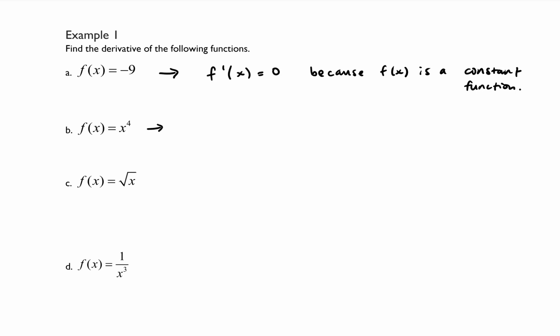Okay, so this one, if we do f prime of x, we'll use the power rule. So remember, it's n times x to the power of n minus 1. So here n is 4. So we'd do 4 times x, and then we'd raise it to a power of 1 less than the original power, which is 3.